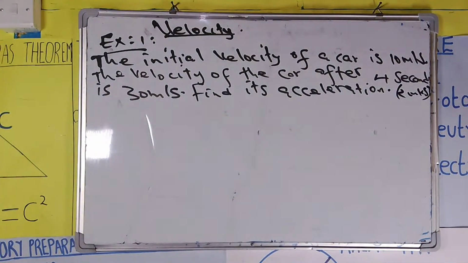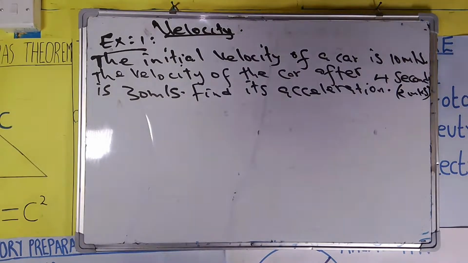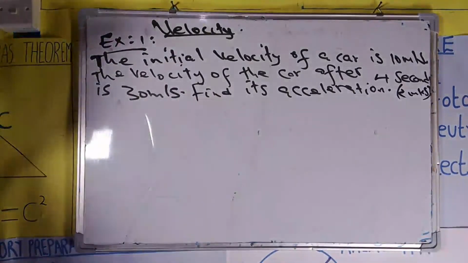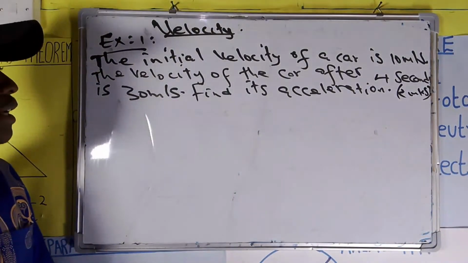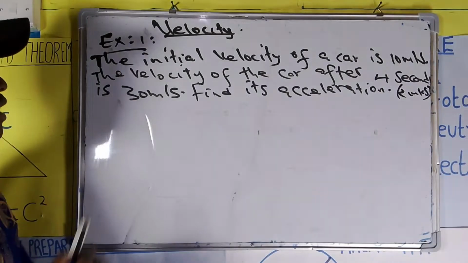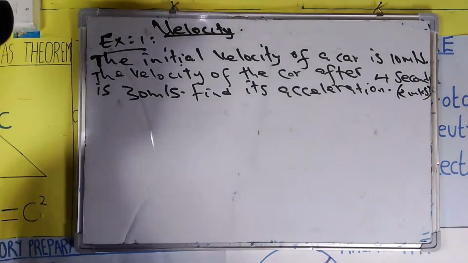I hope you are following. I hope we are together. If you don't understand, kindly comment so that I'm going to do a recap on what you have not understood. So, the initial velocity of a car is 10 meters per second. The velocity of the car after 4 seconds is 30 meters per second.